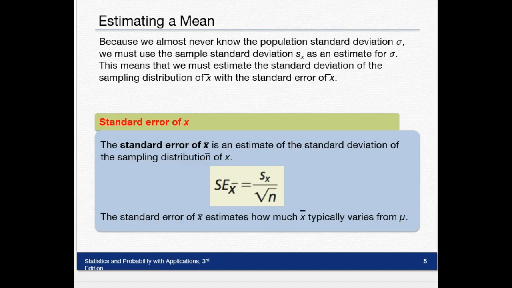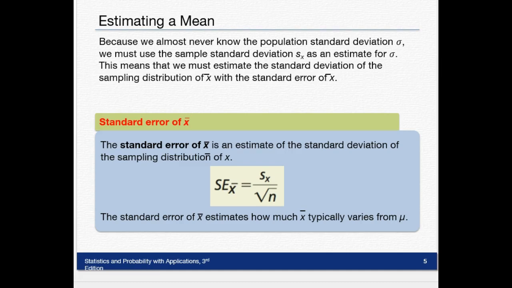Because we almost never know the population standard deviation sigma, we must use the sample standard deviation, which is the s, as an estimate for sigma. This means that we must estimate the standard deviation of the sampling distribution of x bar, the standard error of x bar. All right, so the standard error of x bar is this. Write this down. It's an estimate of the standard deviation of the sampling distribution.